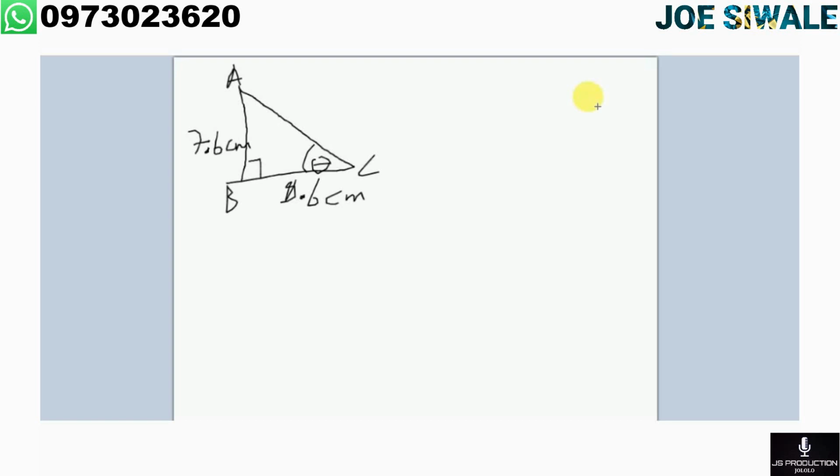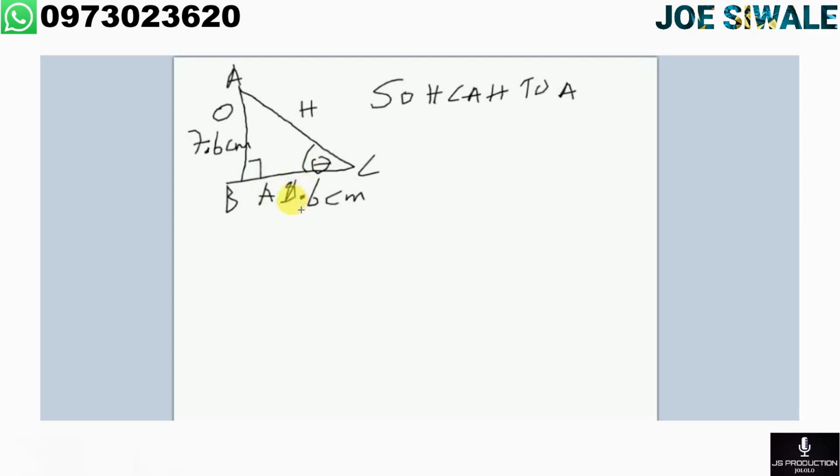So the first thing that I'm going to do is to write my formula, which is SOHCAHTOA. And since I've written my formula, the next thing I need to do is identify the sides. The side that is opposite to the angle that is given, this is the opposite. Then the side that is opposite to the 90-degree angle, this is the hypotenuse. Then the remaining side is the adjacent.